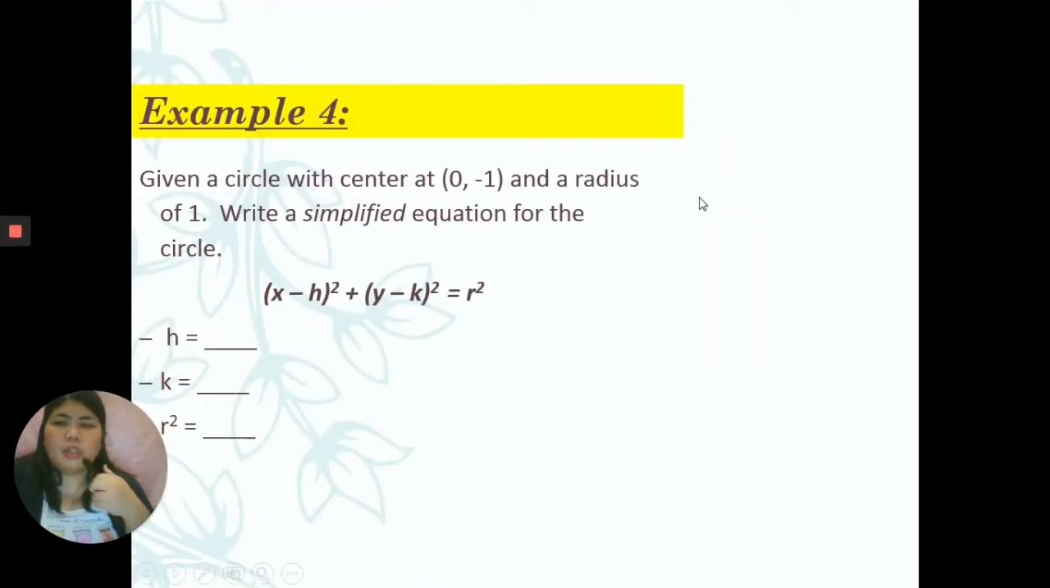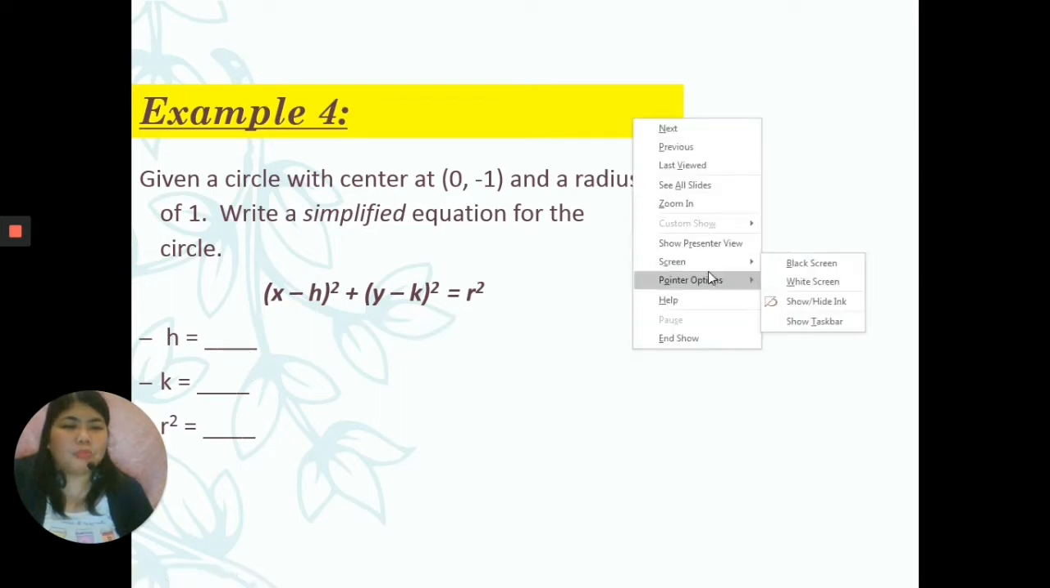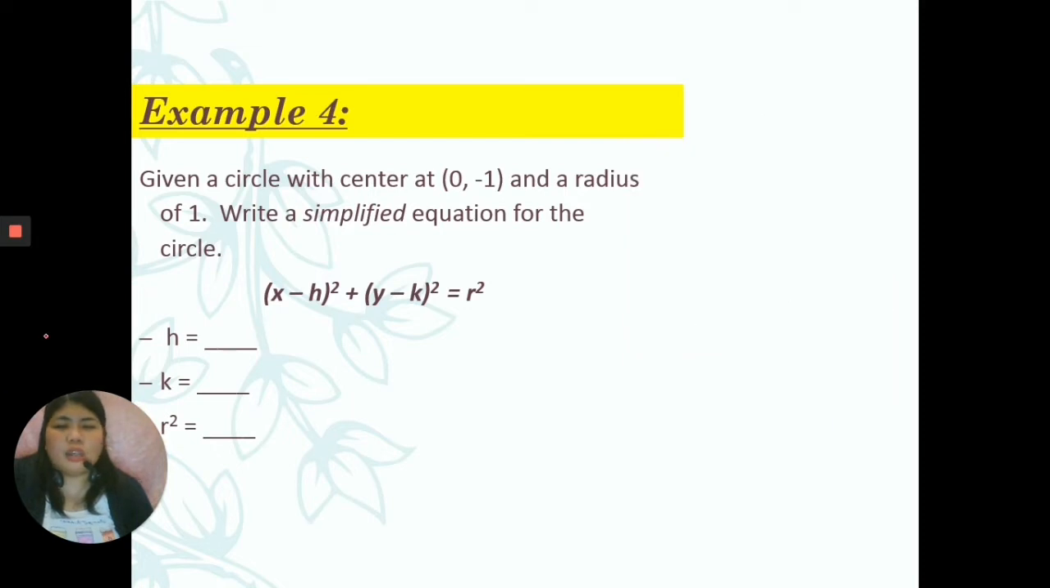Okay, now we will discuss how to solve the equation of a circle given the center and the radius. For example number 4, this is an easy one because the center is given and the radius is given. So if you have our standard equation, just get the coordinates of the center. So h is 0, k is -1, and r is 1.